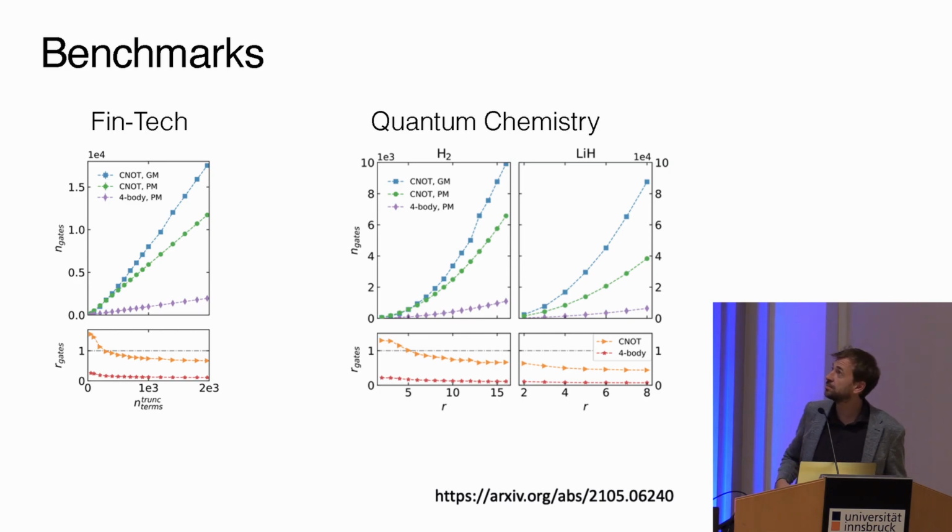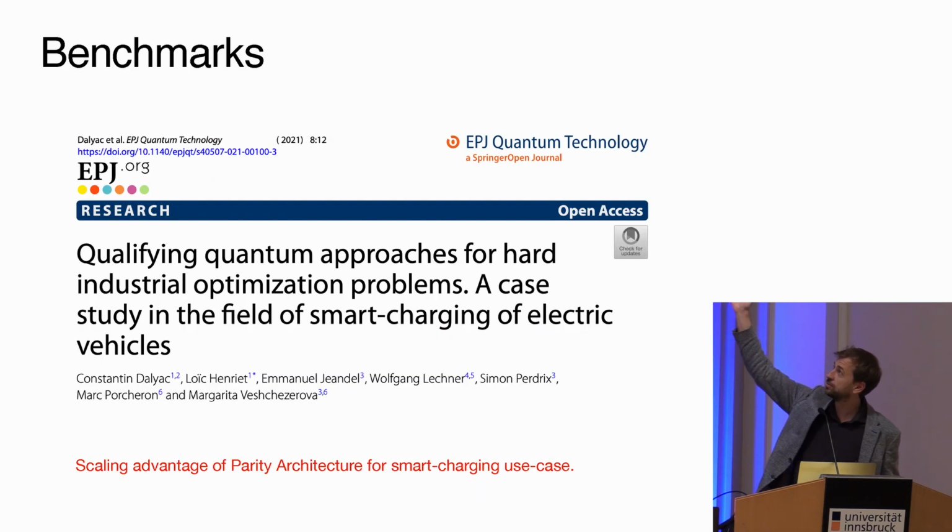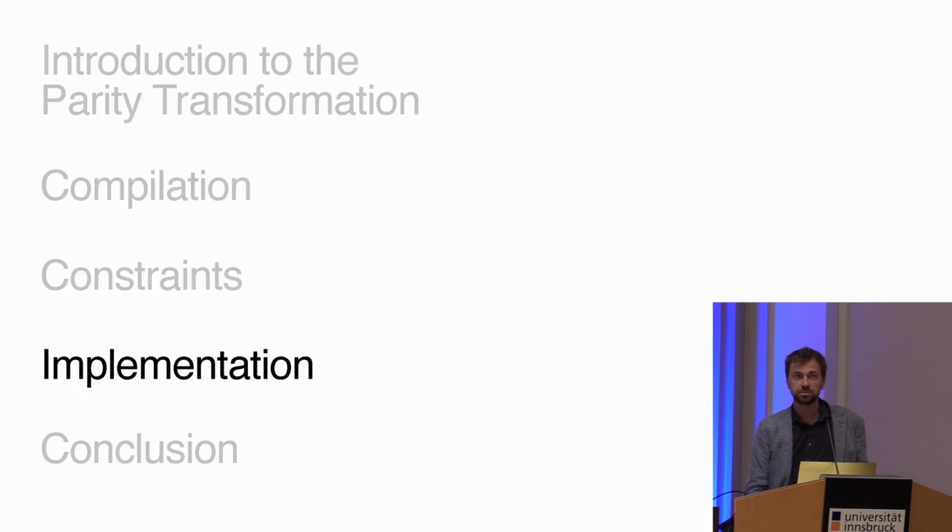However, you can do the same game with higher order terms. So this is an example where you have a bunch of higher order terms, which would really require a lot of physical qubits if we would do this with a qubit map.